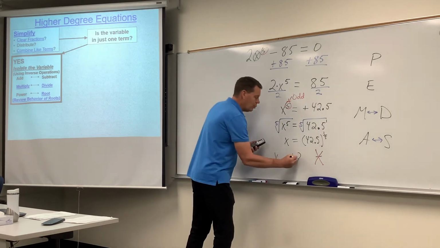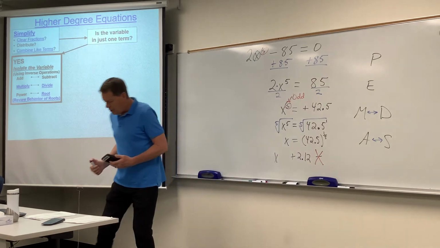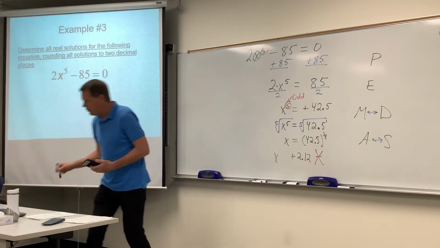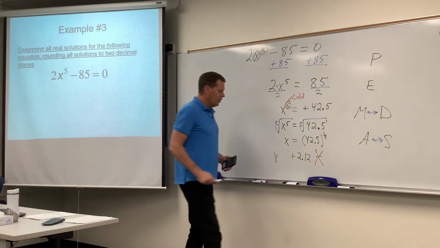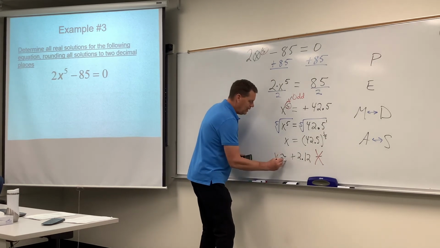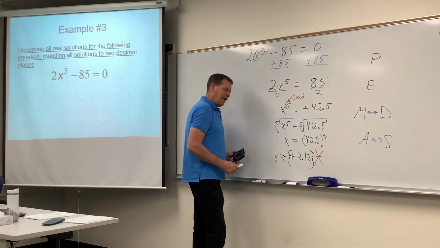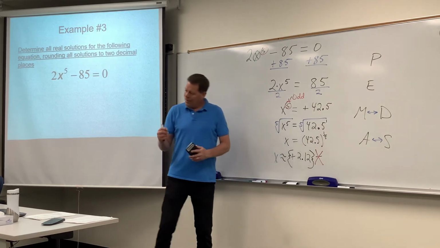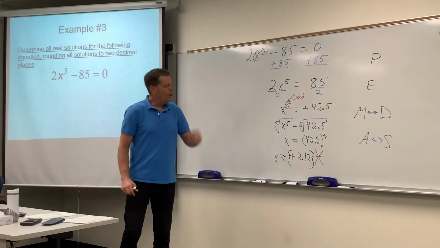spit out 2.12. And again, I want to note to you that the instructions on this series of examples were to round to 2 decimal places, and I've done so. So this is approximate, and our solution set, therefore, only has one real solution. And unlike the other 2 examples, that's the only one. So again, these are different behaviors depending upon what's going on with the power and all that.